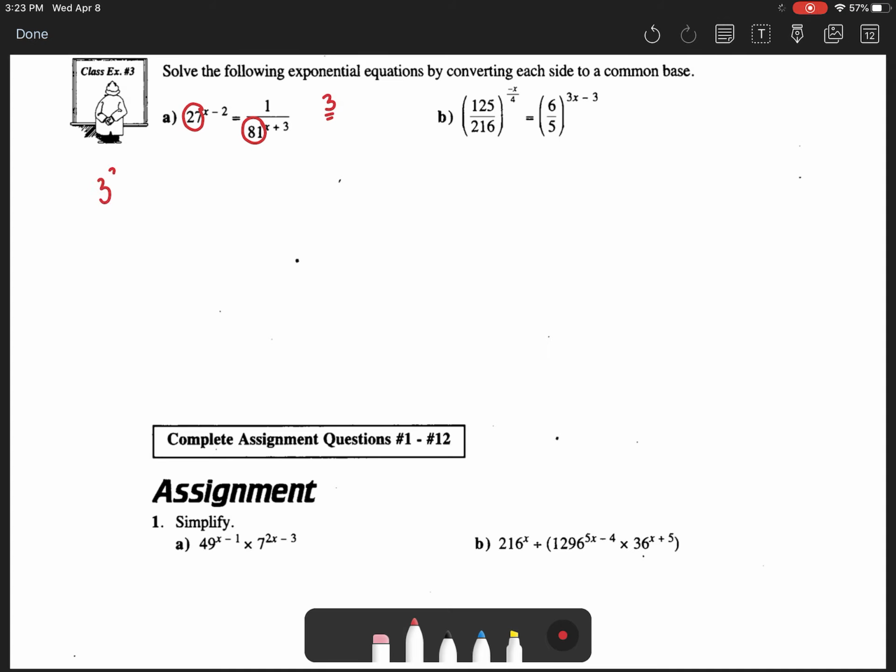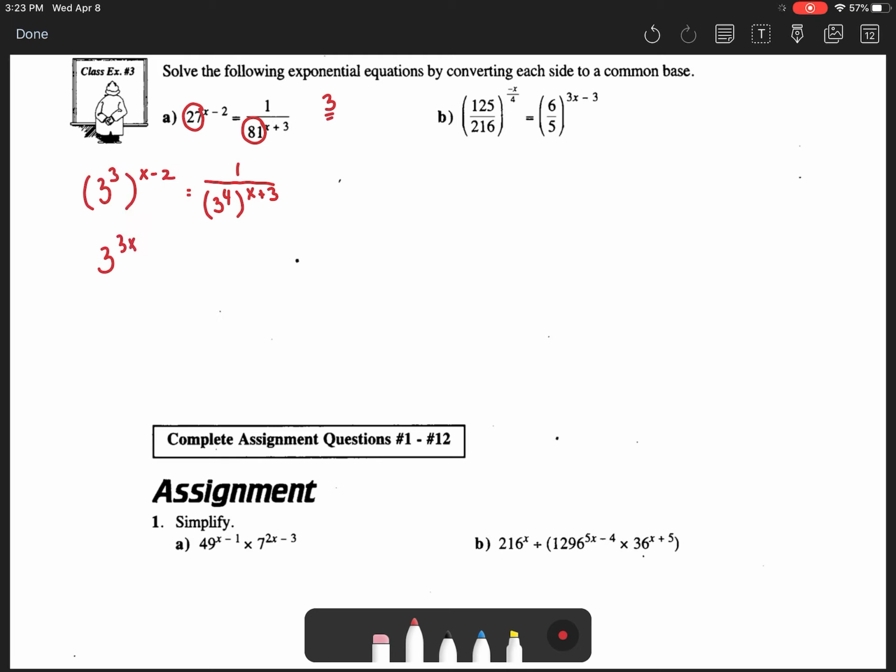3 is going to be your common base that you're after here. So the 27, I'm going to write as 3 cubed. So there's 27, and that's to the exponent of x minus 2. On the right-hand side, I have 1 all over, 81 is again 3 to the exponent of 4. We've seen that value a couple times now, and that's still to the exponent of x plus 3.